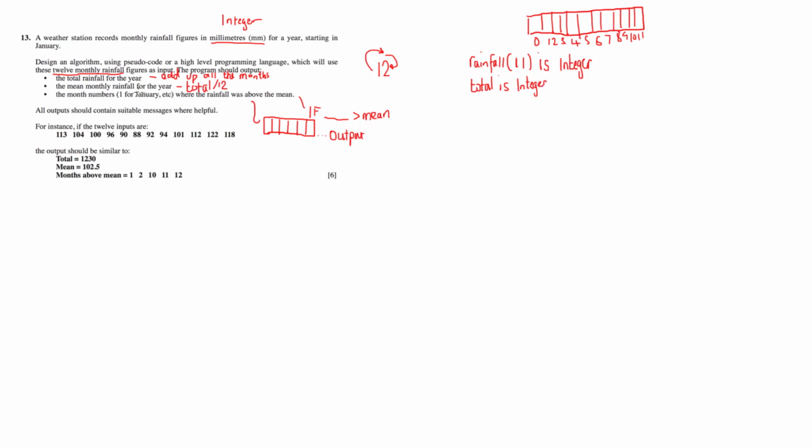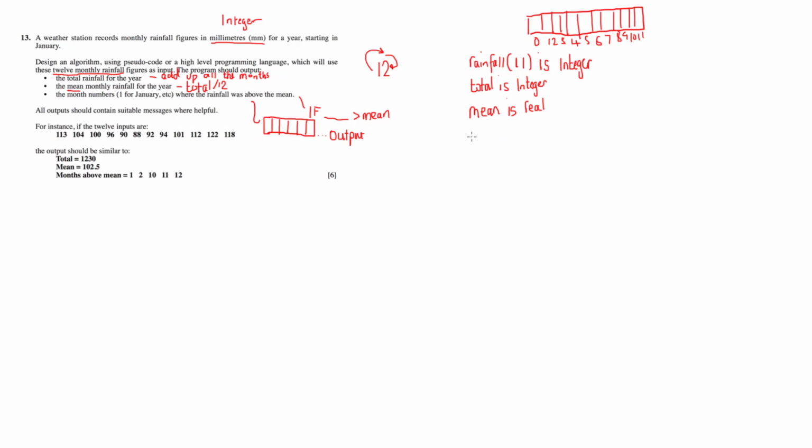I'm going to need a mean variable because when I add them all up and divide by 12, I'm going to have to store that somewhere. So I'm going to say mean is, and I'll use real for this. You can use real or float because it's a floating or decimal point value. When I divide it by 12, it's likely to come out as something point something. So that's why I'll use a real for that.